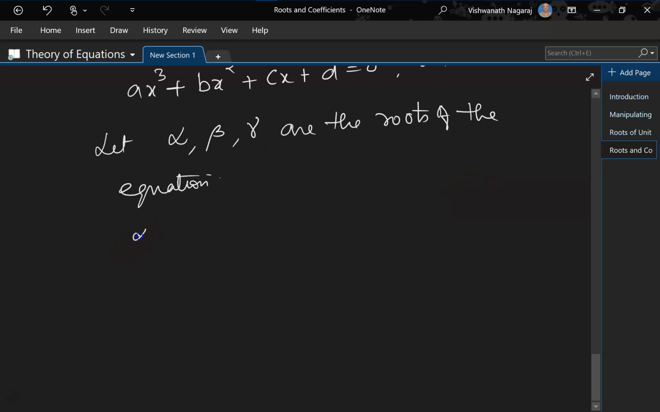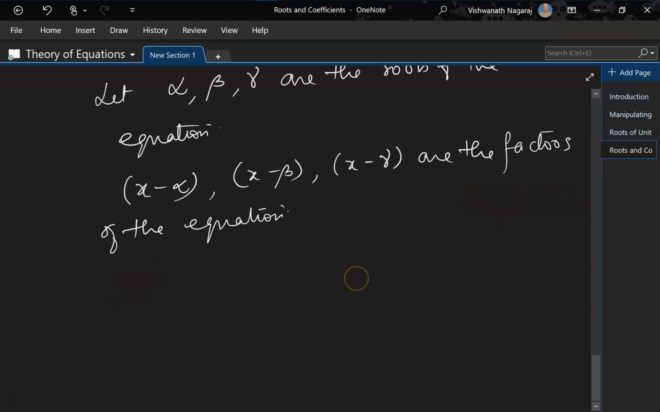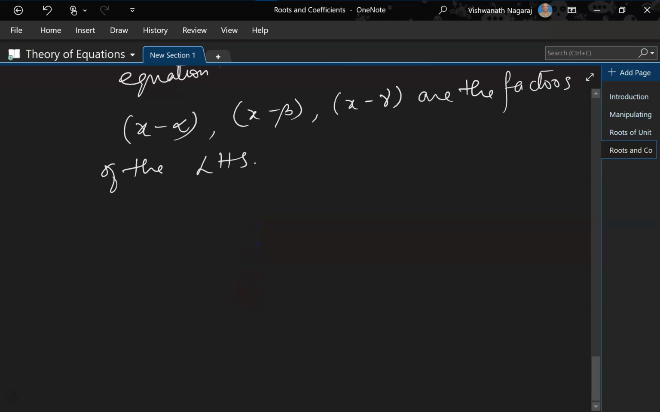Then we know that x minus alpha, x minus beta, x minus gamma are the factors of the left hand side of the equation, if you want to be precise. So we can write this as x minus alpha, x minus beta, x minus gamma is equal to 0.